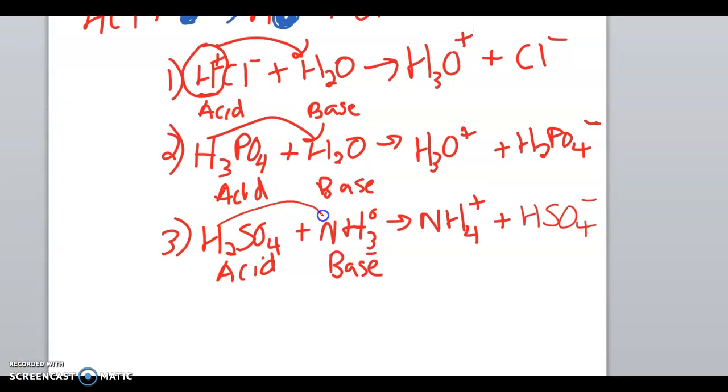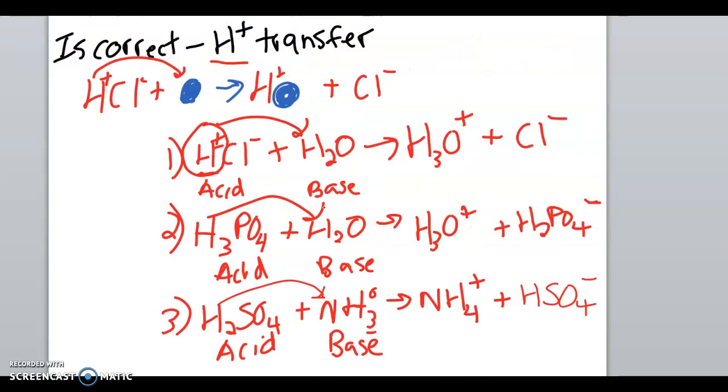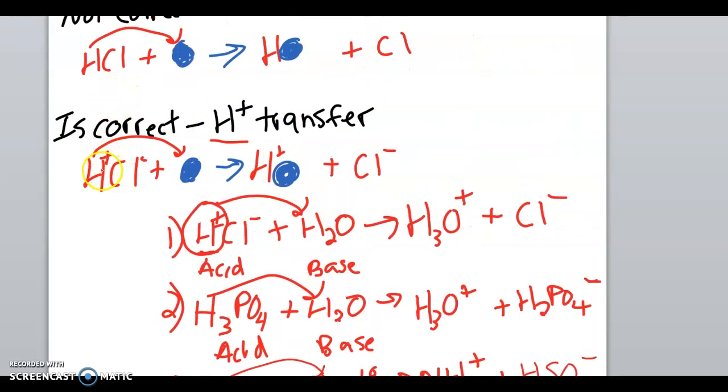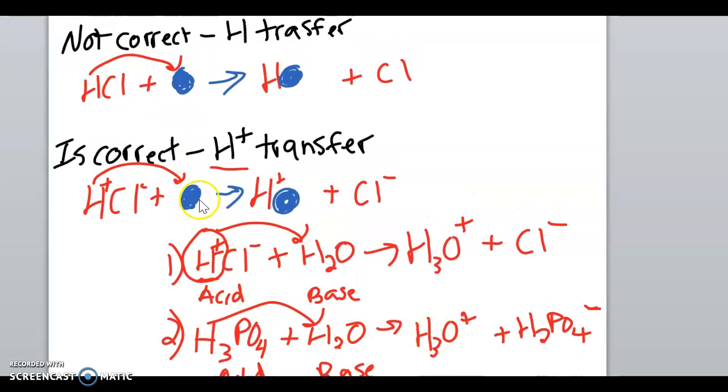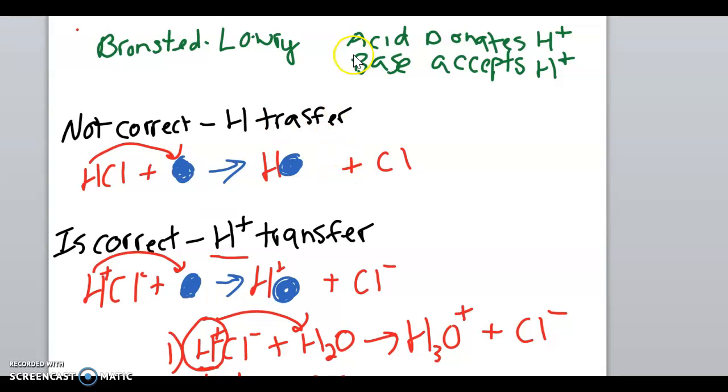So to summarize, the acid is always giving an H+ onto the base. And the base is always accepting the H+ from the acid. So that is our new definition of acids and bases. The acid donates the H+, the base accepts the H+.